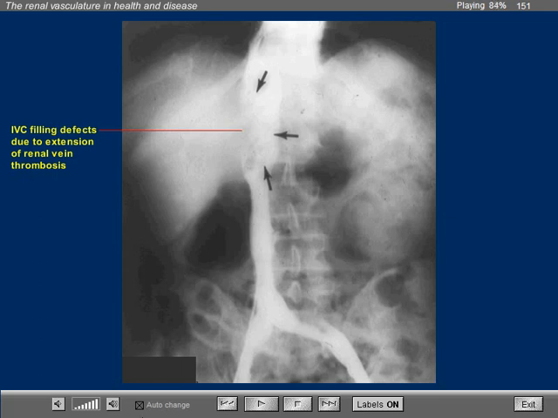So in a patient who has deterioration of renal function, one should look for associated renal vein thrombosis, which when present not only will deteriorate renal function, but will predispose the patient to pulmonary emboli.